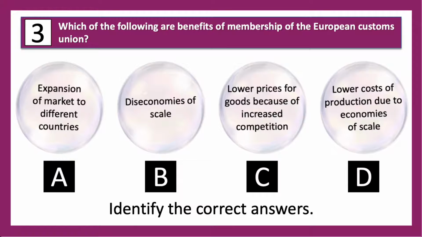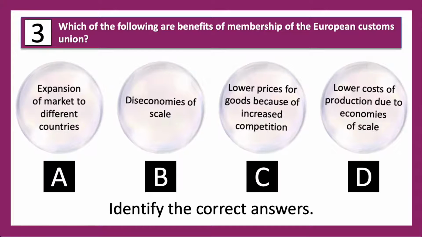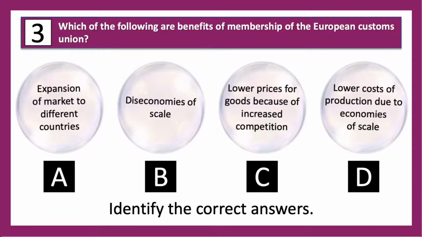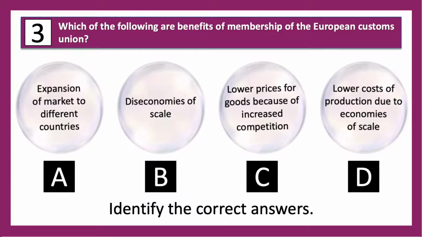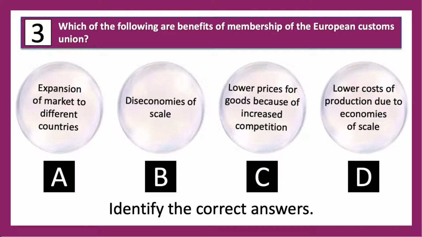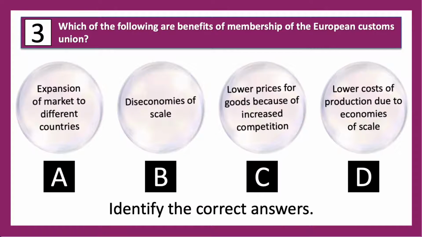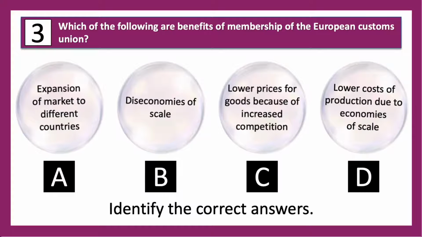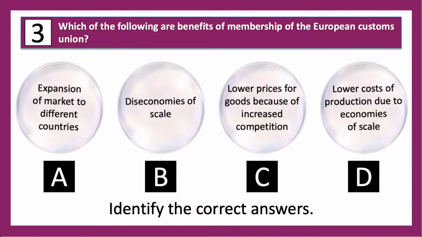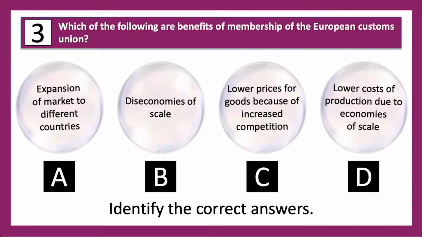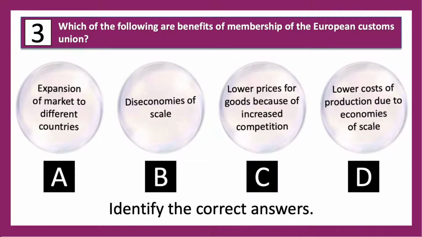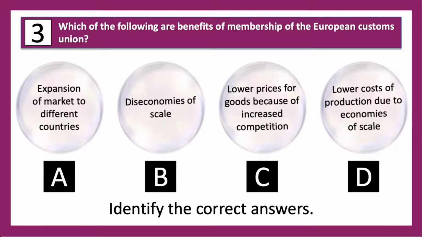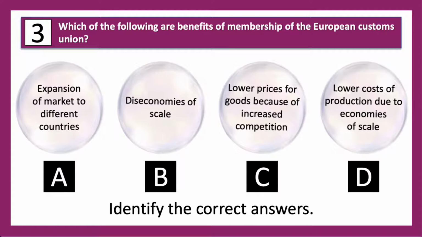Expansion of the market in different countries, diseconomies of scale, lower prices because of increased competition, and lower cost of production due to economies of scale. What do we think on this one? A little difference of opinion coming through. Het says ACD. Noah says A and D. Musab A and D. Zach says A and D. Charlie thinks ACD. So there seems to be a consensus that it's not B, which I think is useful. Ben Morris says DCA or ACD.